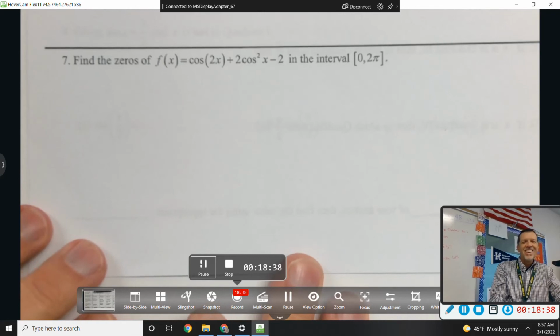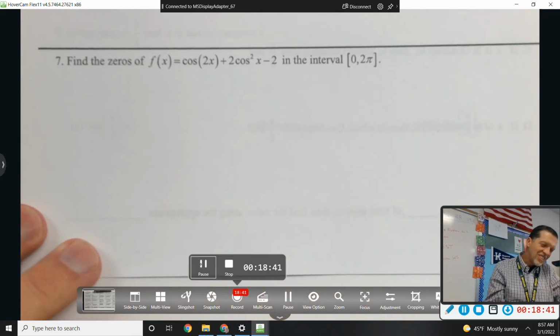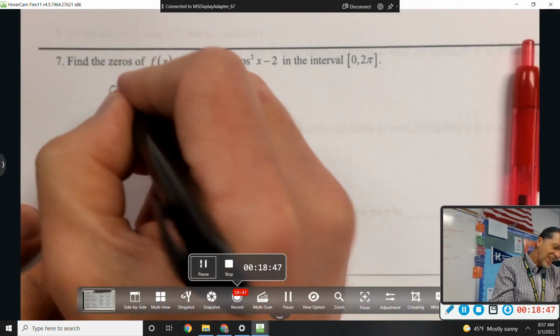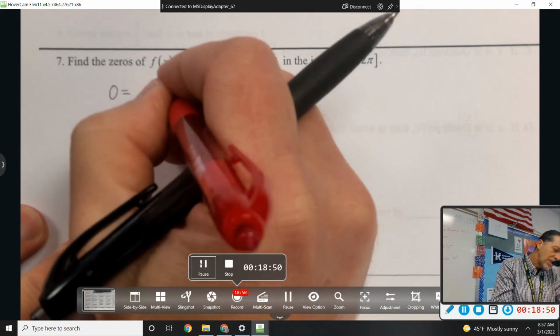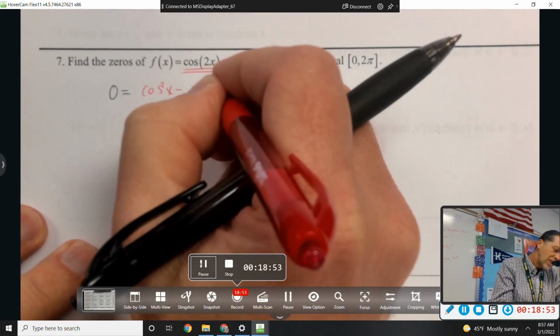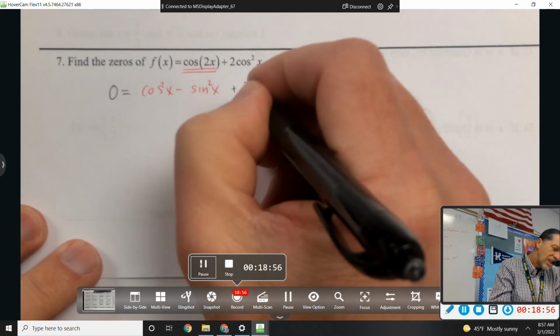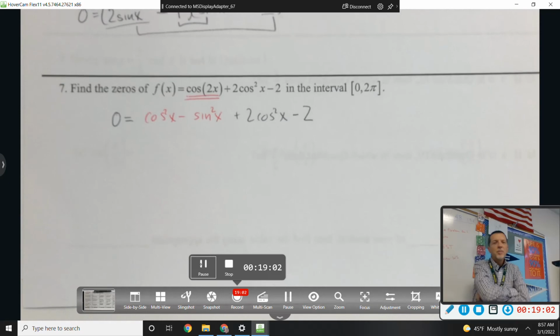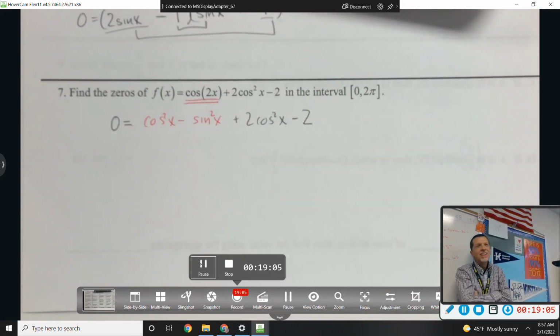That's right. Number 7. Find the zeros. Cosine of 2x. That's cosine squared minus sine squared. Dang it, what don't I like about this one? There's a sine. Right, they're not all the same trig function. I can't factor anything out yet. So we just switch it.